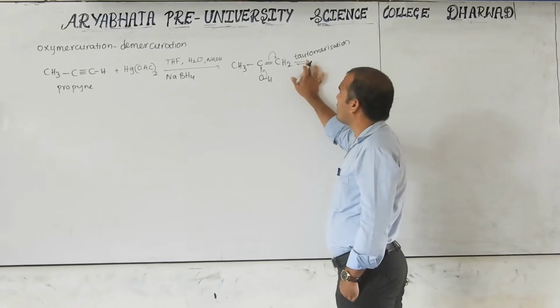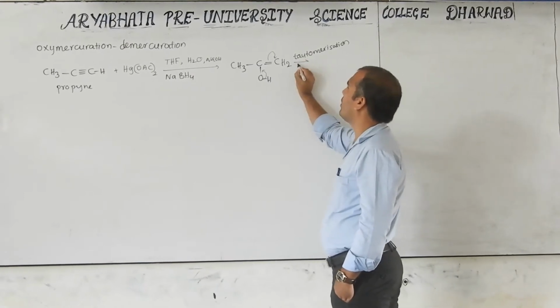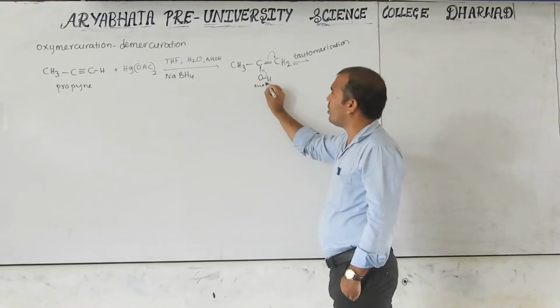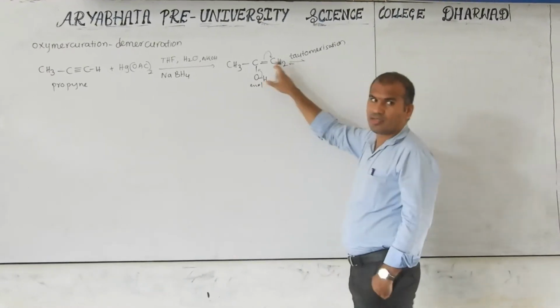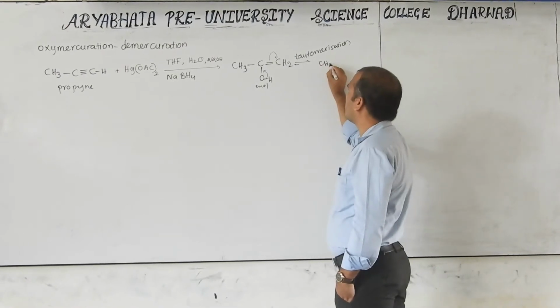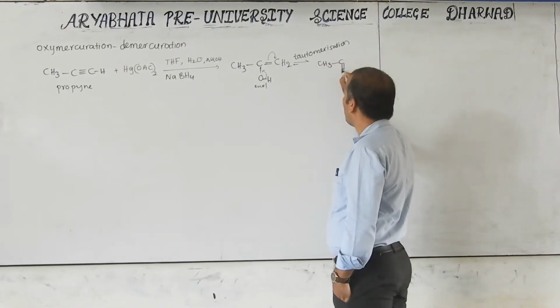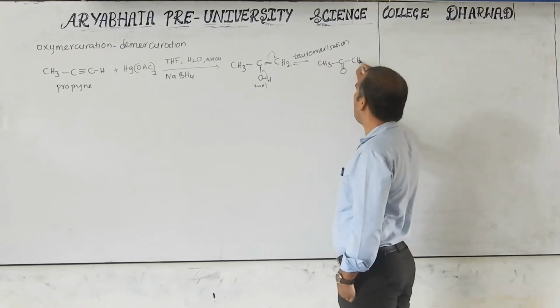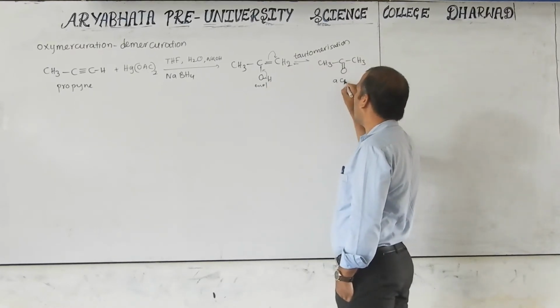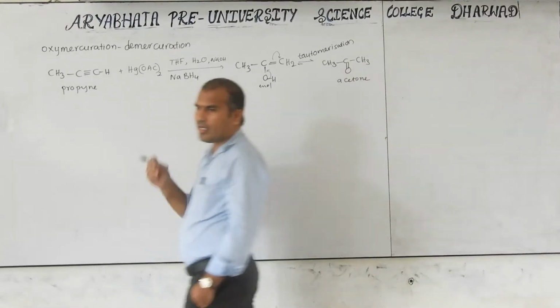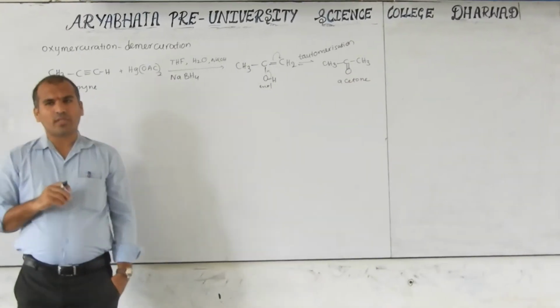That is why you can write it like this also. This equilibrium lies less towards the enol form. This is enol, this is keto form. Then it is more forward to the keto form. Then it converts into CH3, C double bond O, CH3. This H is converted to CH3. Then this is acetone.